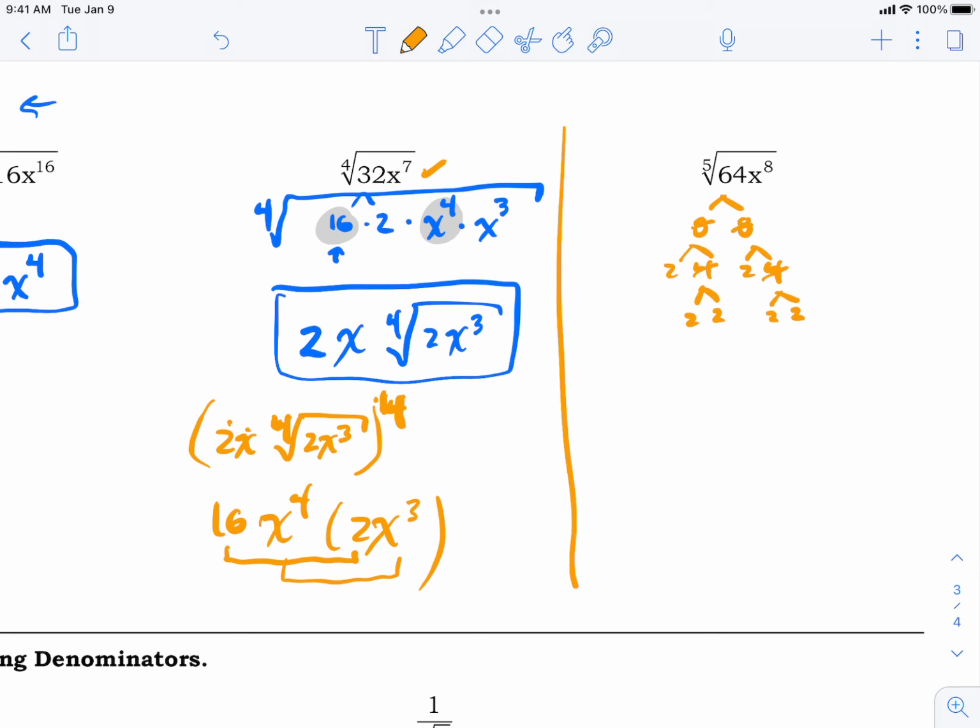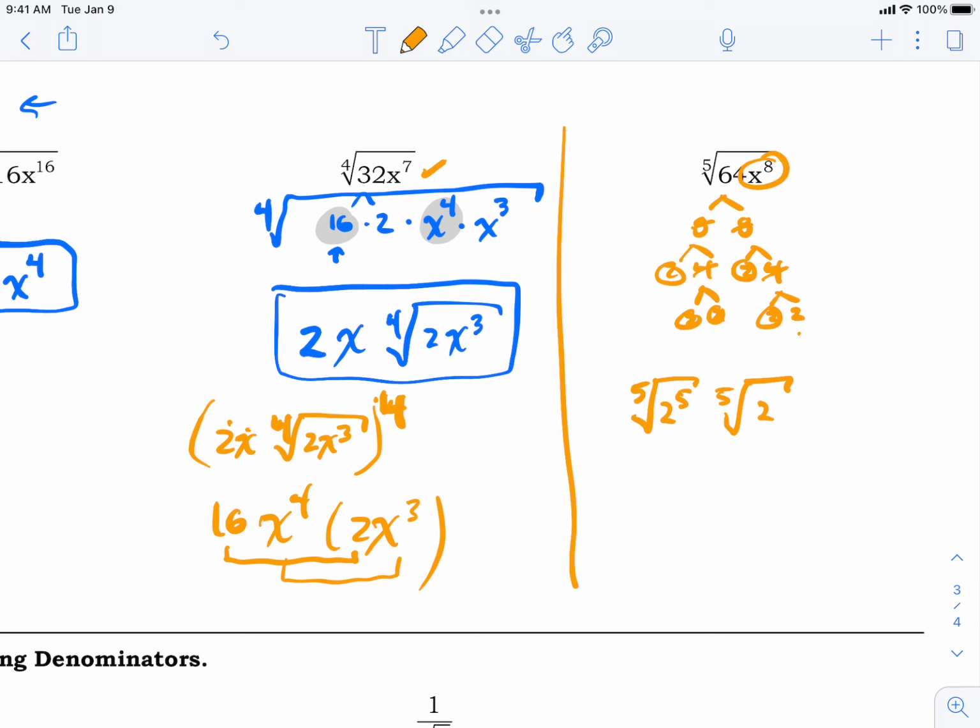So I can think of this as the 5th root of 1, 2, 3, 4, 5. Make sure you don't lose any. And then I've still got one left, so don't forget that one either. Make sure you don't lose any pieces. So that's how I'm going to break up the 64.